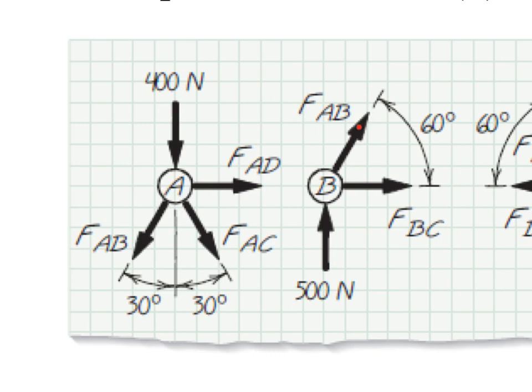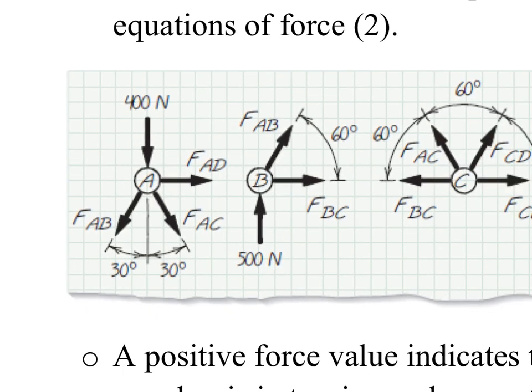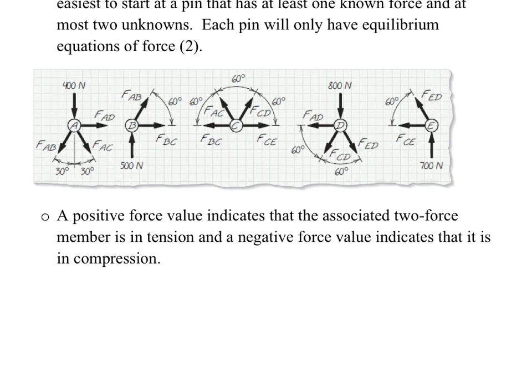Node B, we have 2 unknowns, right? And we could think of our sum of the forces in the x and in the y direction to give us the 2 equations. So for node B, that's what we'd be really starting with. And then finally, like I said, a positive force indicates that it's in tension, and a negative force indicates that it is in compression.